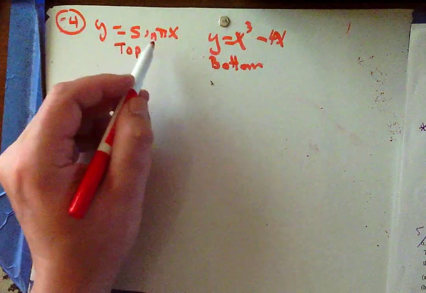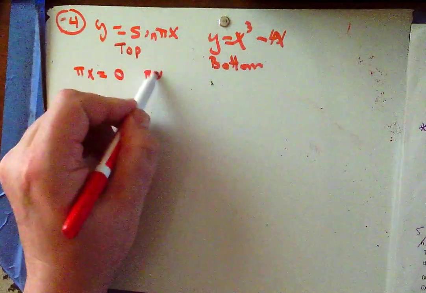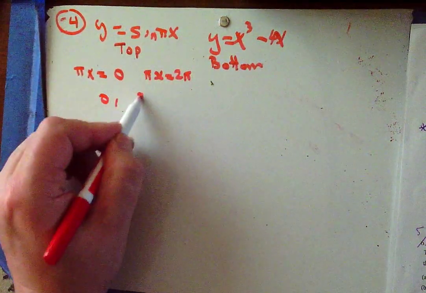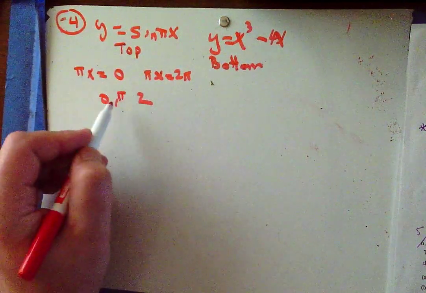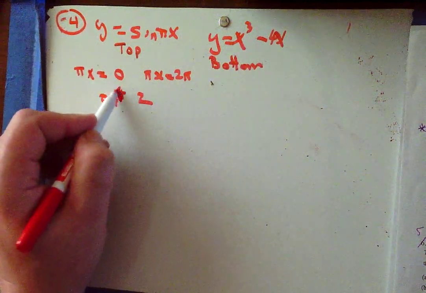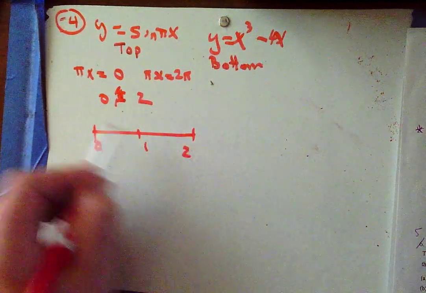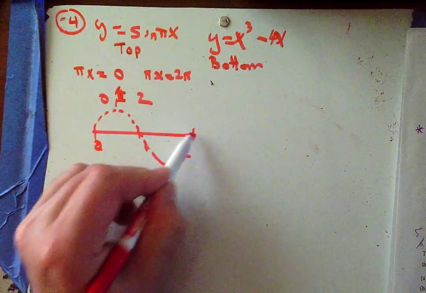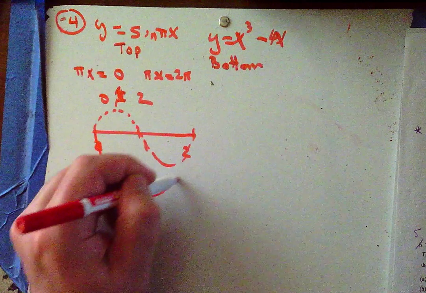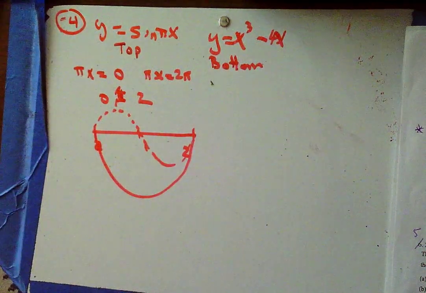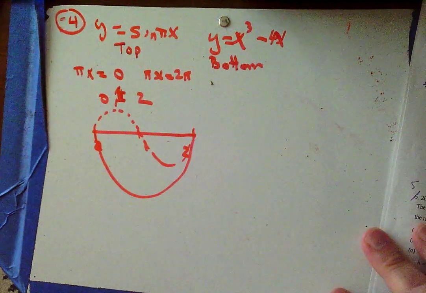How do I know that? Well, if I set pi x equal to 0 and pi x equal to 2 pi, I get 0 and 2 as the endpoints, and so halfway between would be pi, would be 1. And so my sine graph 0, 1, 2 goes up, down, like that. So this must be my top function, and then I've got this bottom polynomial function here. Okay, what am I doing with this? Part A, find R.